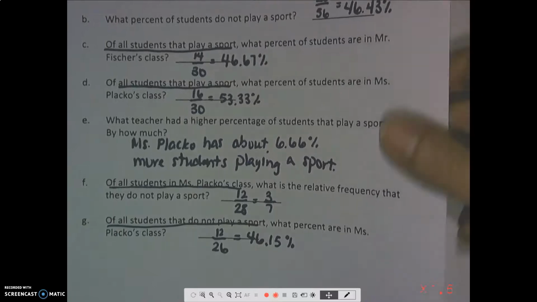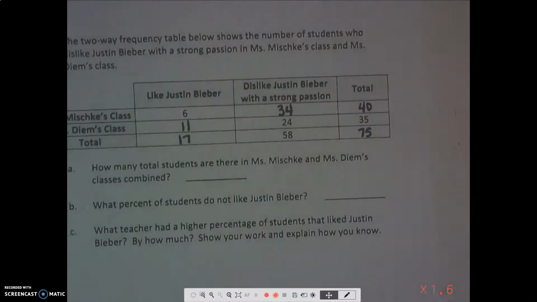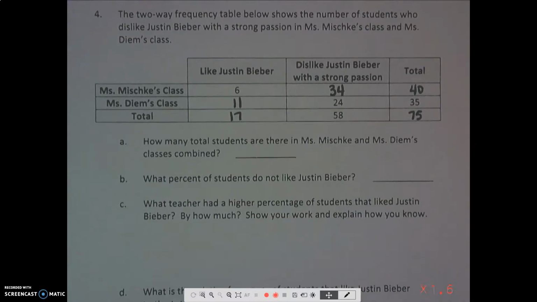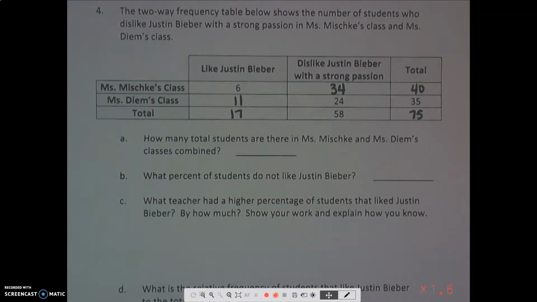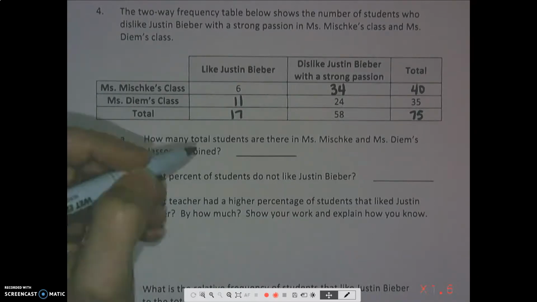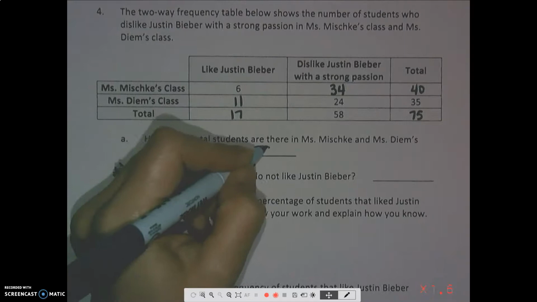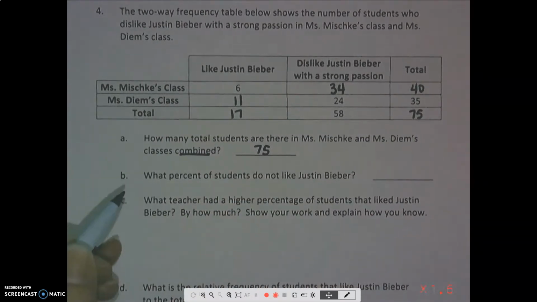Okay. All right, last situation that we're going to be dealing with here today is the two-way frequency table here shows the number of students who dislike Justin Bieber with a strong passion in Miss Mishke's class and Miss GM's class. So I went ahead again, took the information that they gave me in the chart, and I filled in the two-way frequency table as I went. All right, so we have 5 questions here to answer about this. It says, how many total students are there in Ms. Mishke's and Ms. Diem's classes combined? Because it's combined, it wants this number 75 there.